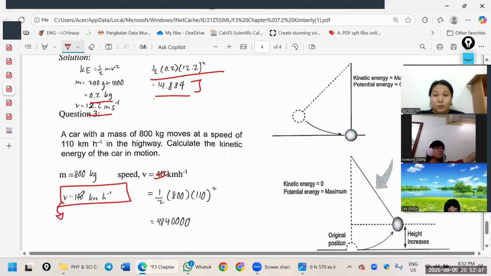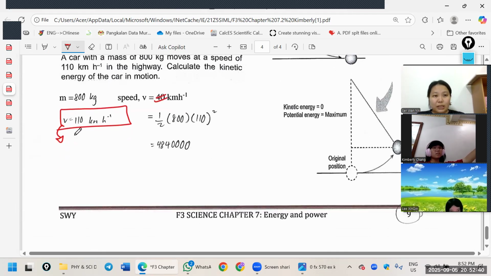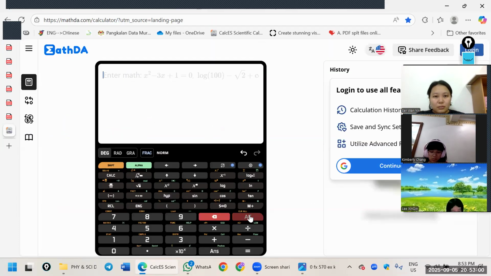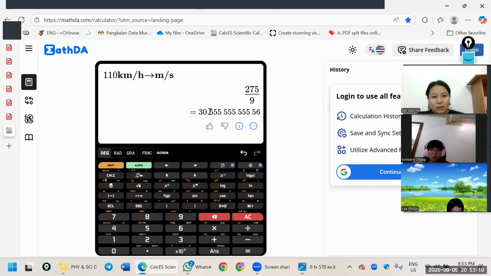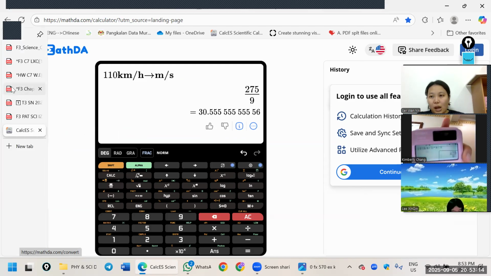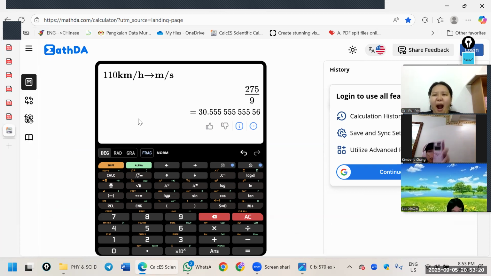Right, now please change 110 kilometer per hour to how many meter per second? Teacher, wait a moment. Come, 110, shift convert 19, answer. 30.5556. Then press back to decimal, can you press decimal? Yeah, correct, that's it.